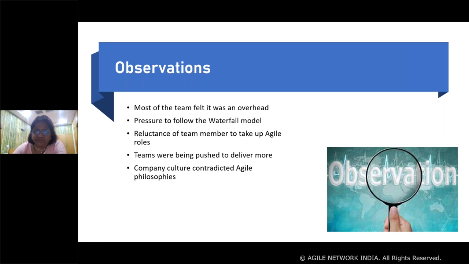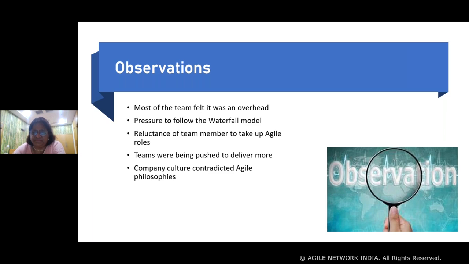All of a sudden we had been bombarded with so many terminologies and we had to implement them. And then there was a pressure to follow the waterfall model. Even though we followed agile, we did the daily scrum. There is an inherent tendency in everyone, even with all these tools, to implement the waterfall model.